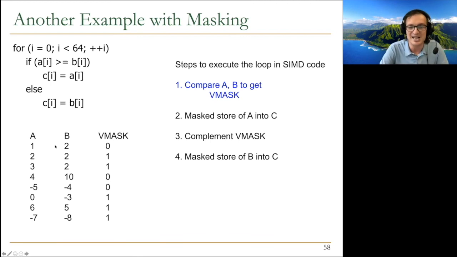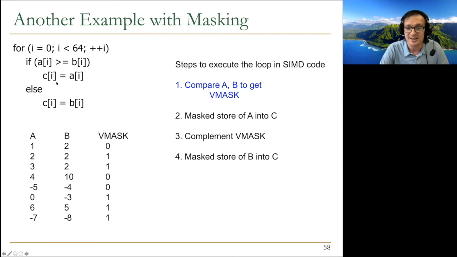So basically, this is the comparison. Assume that these are the elements in the vector. I don't show all 64 over here, clearly. I show some numbers. So the bit in the vector mask register is 0 for this particular case because A is not greater than or equal to B. In this case, A is greater than or equal to B. So for cases where A is greater than or equal to B, the vector mask register will be 1. For the opposite cases, the vector mask register will be 0, so that you can operate on the elements that you really care about. So in this case, we do a masked store of A into C first, basically.